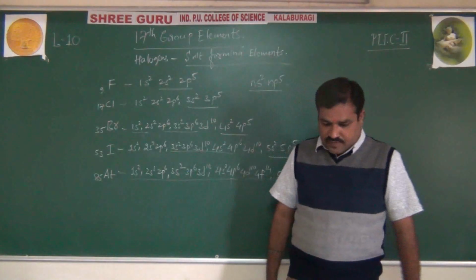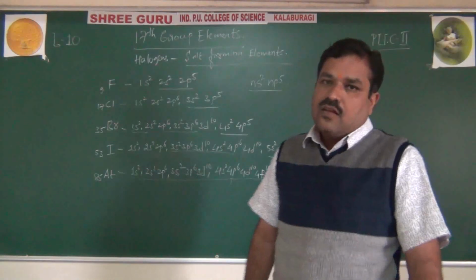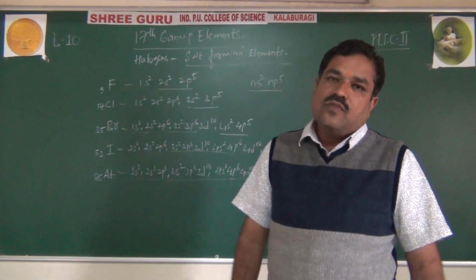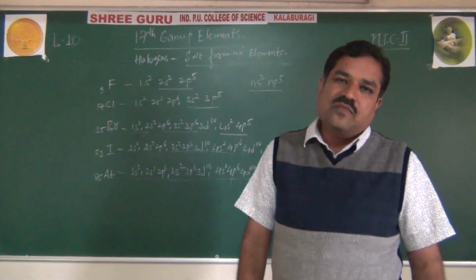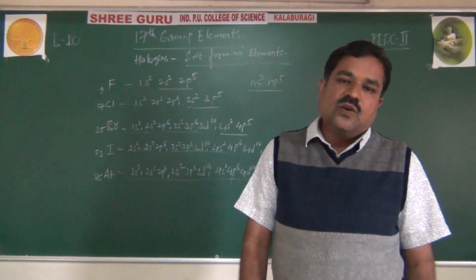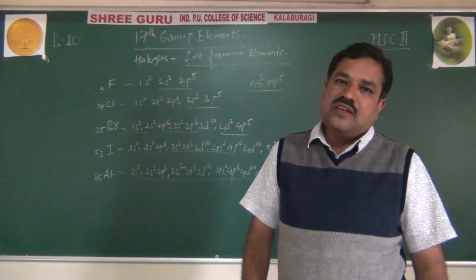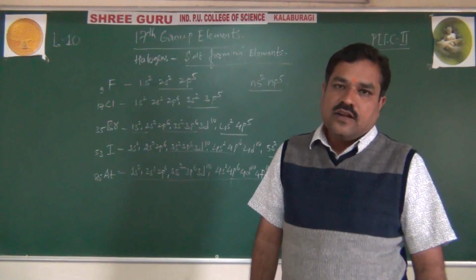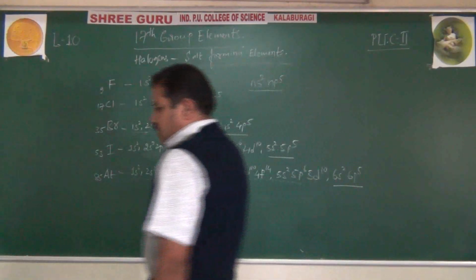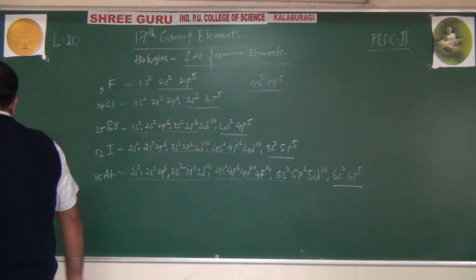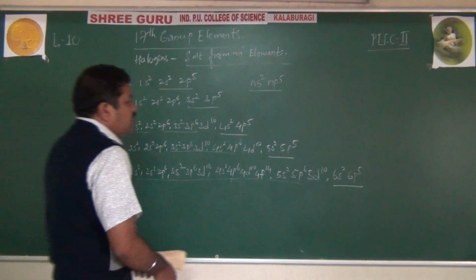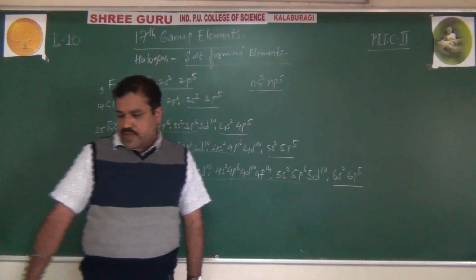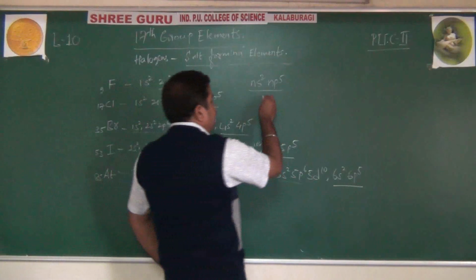So we have ns2 np3 for the 15th group, ns2 np4 for the 16th group, and ns2 np5 for the 17th group. 15th group are pnicogens, 16th group chalcogens and 17th group halogens. Right? Okay. Now this completes the general electronic configuration of the elements. Now, based on this, the variation of atomic radii.